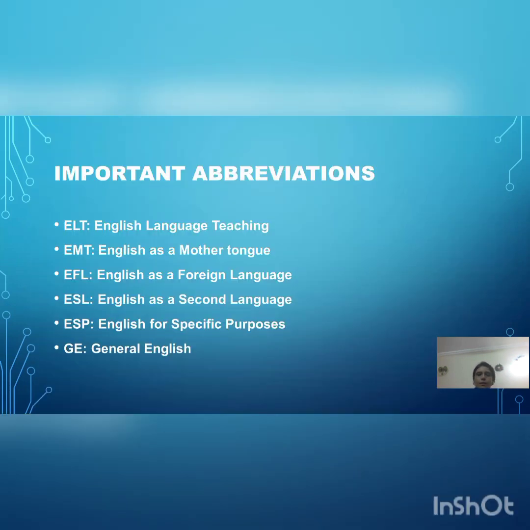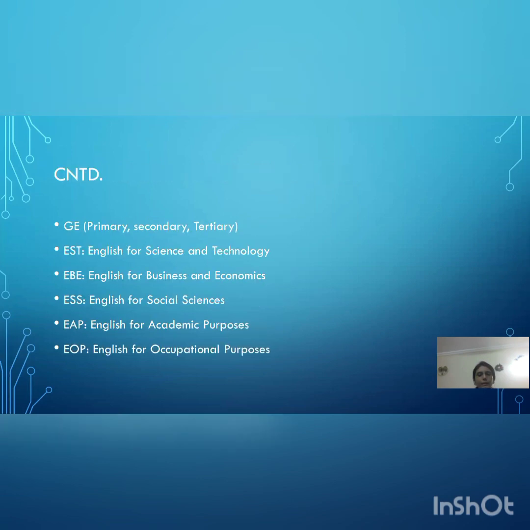Now we will discuss the important abbreviations which we use in English language teaching. First is ELT, English language teaching. EMT, English as a mother tongue. EFL, English as a foreign language. ESL, English as a second language. ESP, English for specific purposes. G stands for General English, and G is further divided into primary, secondary, and tertiary English.